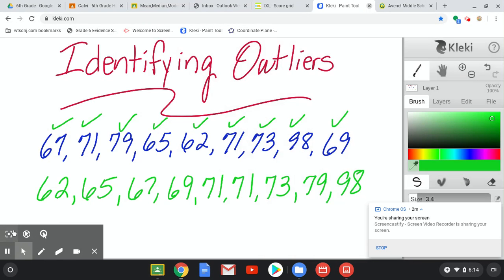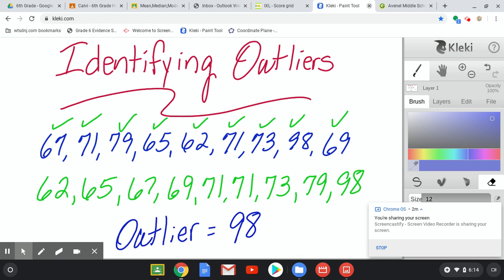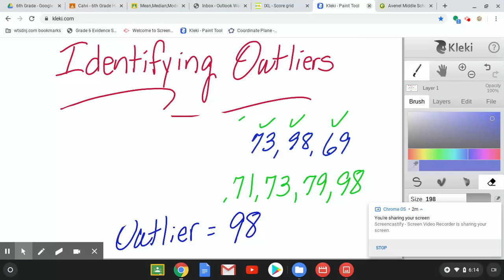All right. So here, our outlier is 98 because 98 is not close to any of the other numbers in our data set. So here we just happen to have one outlier. Now, you can possibly have more than one outlier. So let's take a look at if we had a different data set.